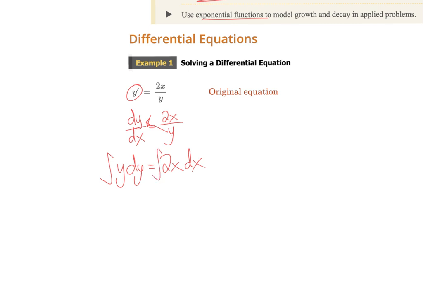Now, once you have your variables separated, you can integrate both sides. So I'm going to take the integral of y dy and then the integral of 2x dx. So this is y squared divided by 2 equals x squared plus c. Now, there is technically a plus c over there, but if I subtract c from both sides, I have another constant, and so we just combine them all into one c like we have done before.